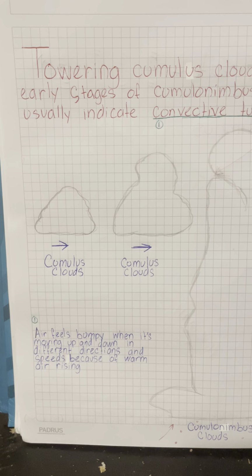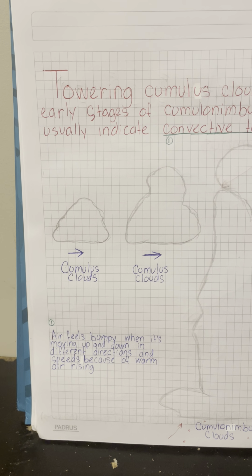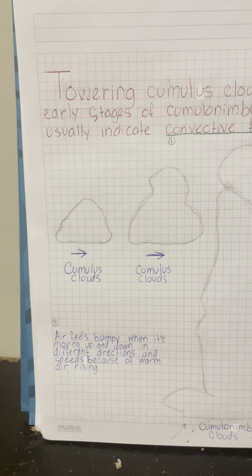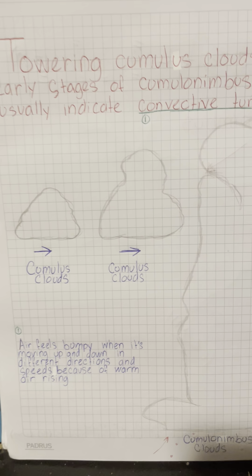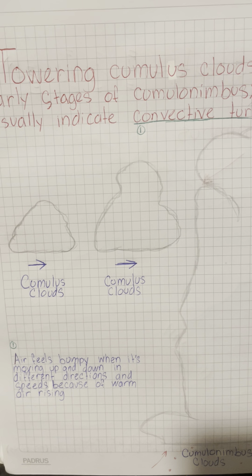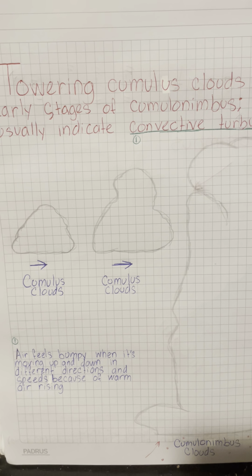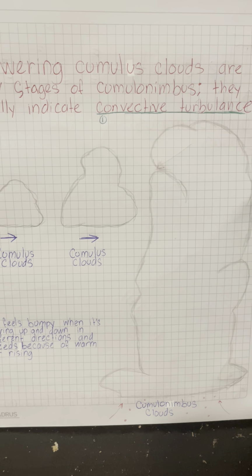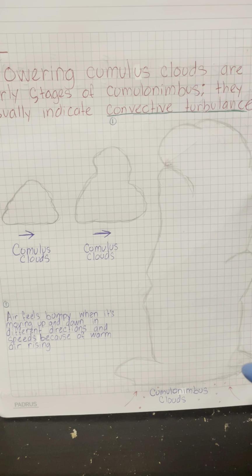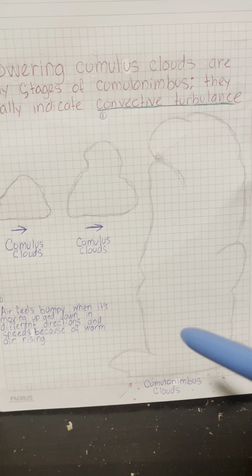So we have one cumulus cloud, and an easy description of a cumulus cloud is that it looks flat in the bottom and fluffy on the top. And then we have this other cumulus cloud, and as we can see, it has extended vertically. It looks a little bit bigger. And then we have the cumulonimbus cloud, and as we can see, the bottom looks flat, and it has a vertical extension now.